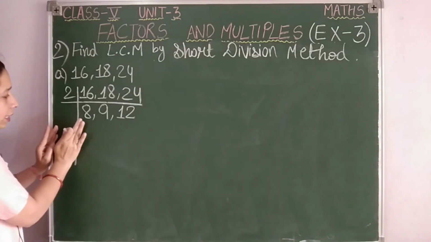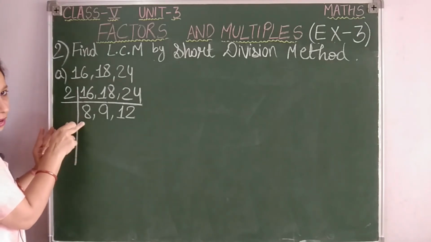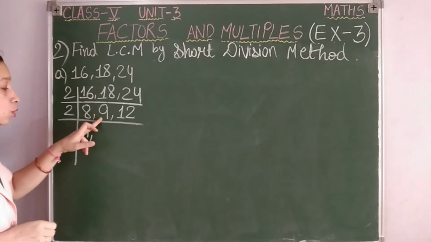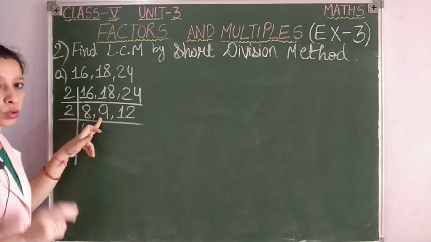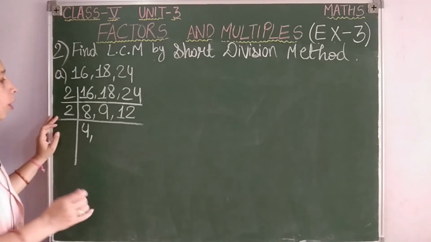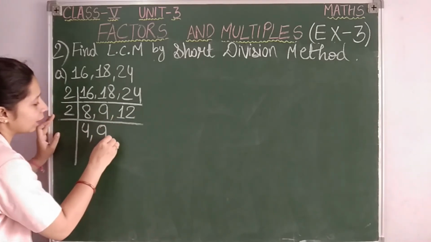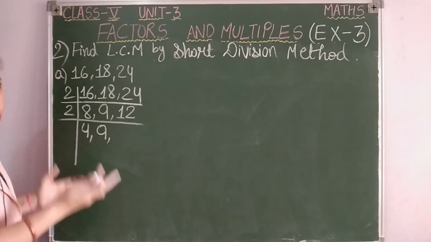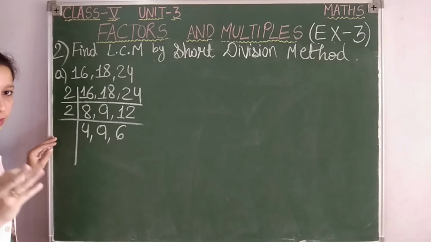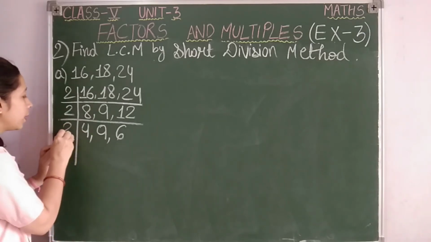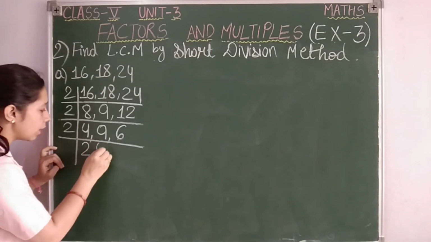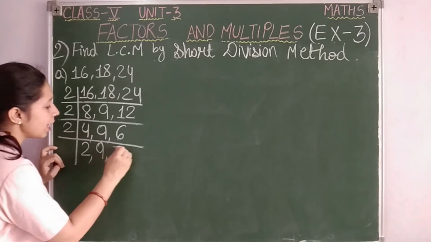Okay, then again see the first number itself. What is it? 8. So 8 is again divisible by 2. 2 4s are 8. Now students, 9. Is 9 divisible by 2? Understand this carefully. Is 9 divisible by 2? No, right? So no problem. Simply copy this 9 again. Okay, I have not divided 9 by 2 as it is not divisible. You simply copy the number. 12, yes, 2 6s are 12. Got it? Now again it is 4 which will be divisible by 2. So divide it by 2. 2 2s are 4. 9 again is not divisible. Simply copy 9. Then 2 3s are 6.